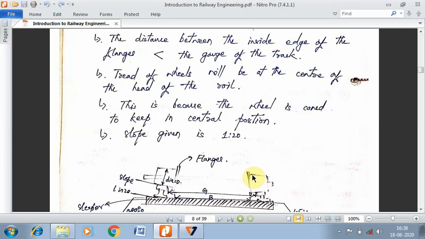So the process of keeping the center of the tread of the wheel and the center of the head of the rail aligned happens through the phenomenon called coning of wheel, right? That is what I told you. So the wheels will be manufactured in such a way that a gradual slope will be introduced on the tread, which is to be around 1 in 20, right?